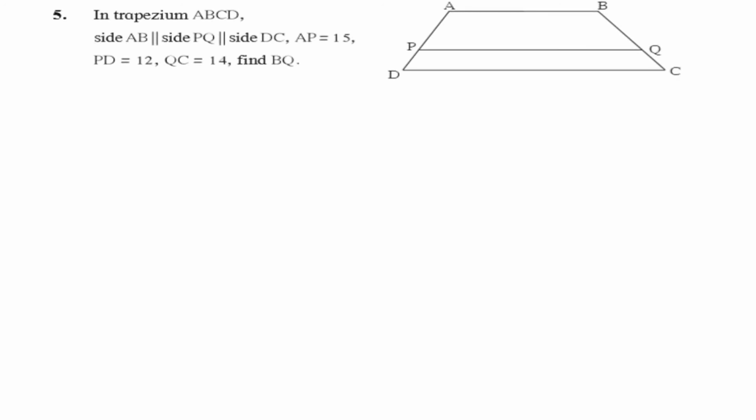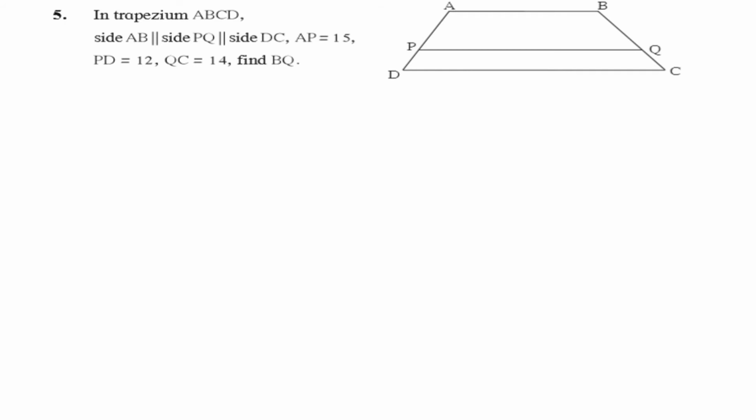Now let us solve sum number 5. You can see the question on your screen. In trapezium ABCD, AB is parallel to PQ, which is parallel to DC. Length of AP is given, length of PD is given to us as 12, QC is 14. We need to find the length of BQ. Yes, since three lines are given to us as parallel, we'll be using property of intercepts made on three parallel lines to solve this.